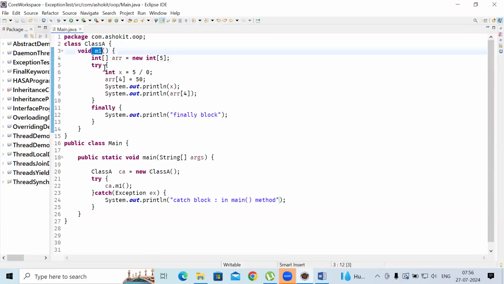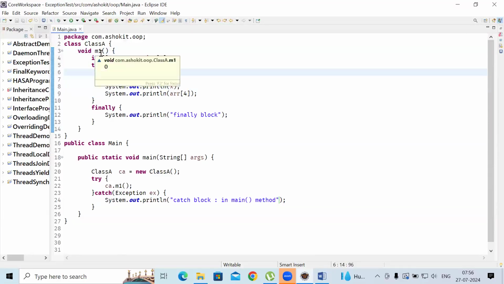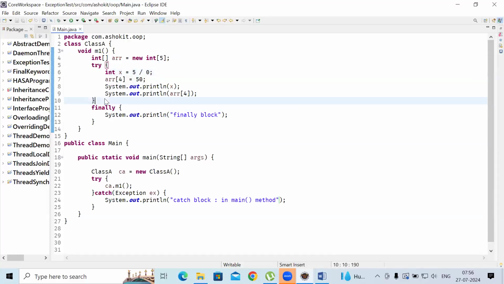Suppose an exception occurs inside the try block of the M1 method. Tell me first, where does control jump? To the finally block. First it will jump to the finally block, because there is no catch block. After executing the finally block, next where will it go? The exception is propagated to the caller method. Who is the caller method? Main. In main, this is the statement calling M1, the calling point.